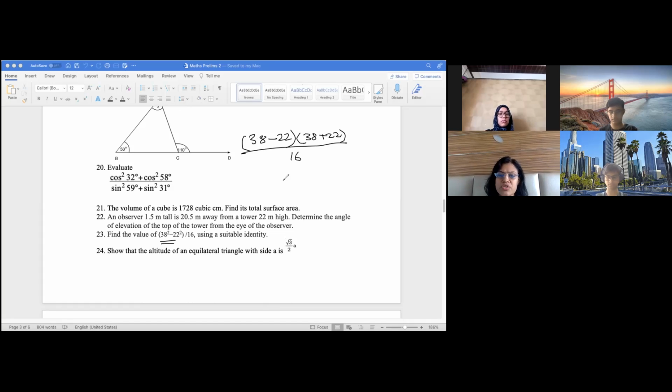38 minus 22, what will this become? You will cancel it. This 38 minus 22 is 16. So 16 cancels. Answer is 60. Adding these two, the answer comes to 60.